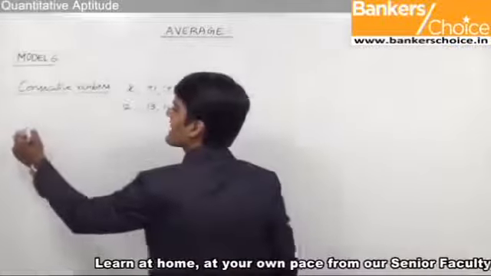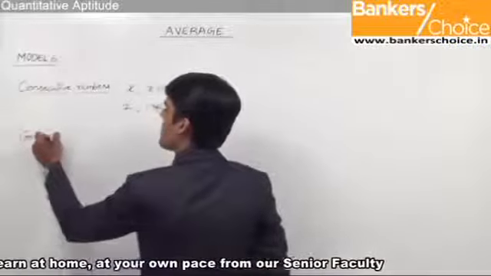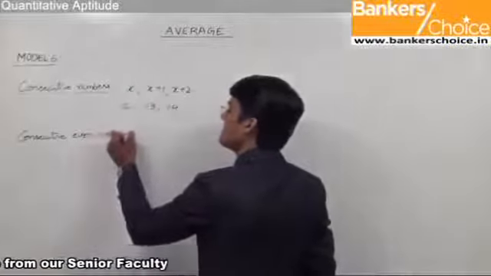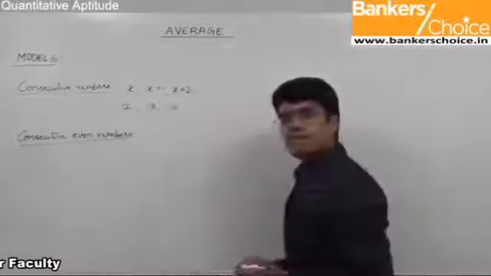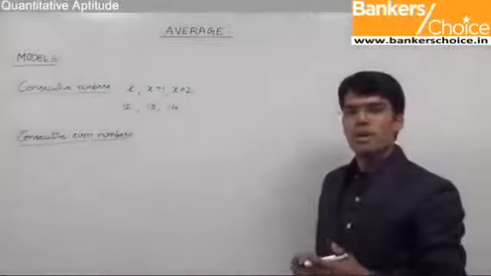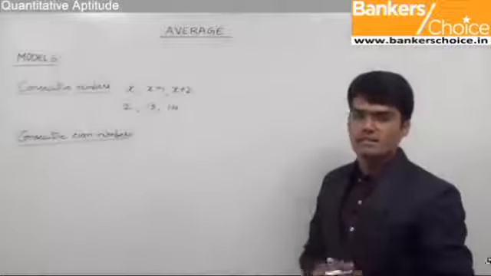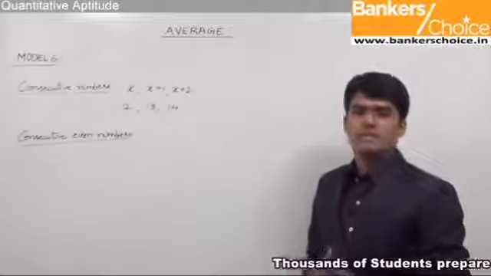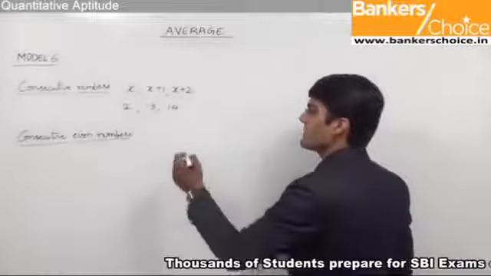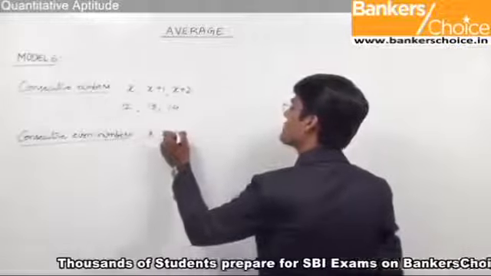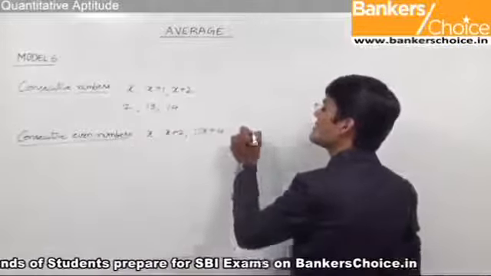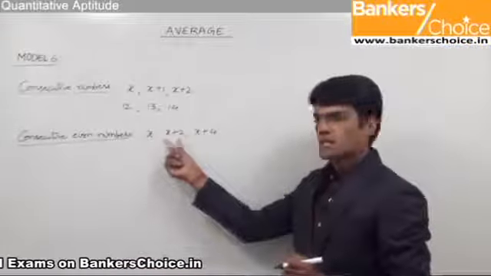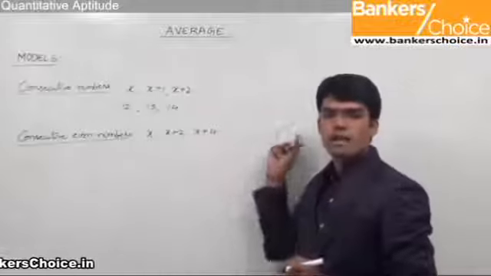Similarly, we have something called consecutive even numbers. Let us understand what it means. Consecutive even numbers are nothing but the numbers which are even and come one after the other in succession. For example, 2, 4, 6, 8 and so on are consecutive even numbers. And these numbers can be represented as x, x plus 2, x plus 4 and so on. That is, if the first even number is x, then the next one will be x plus 2. The third one will be x plus 4 and so on.